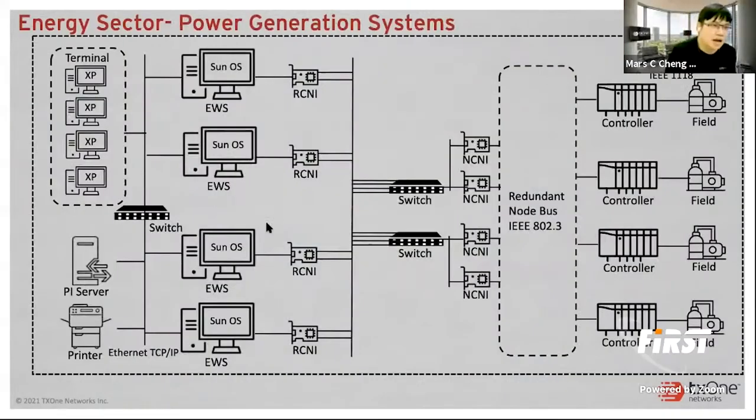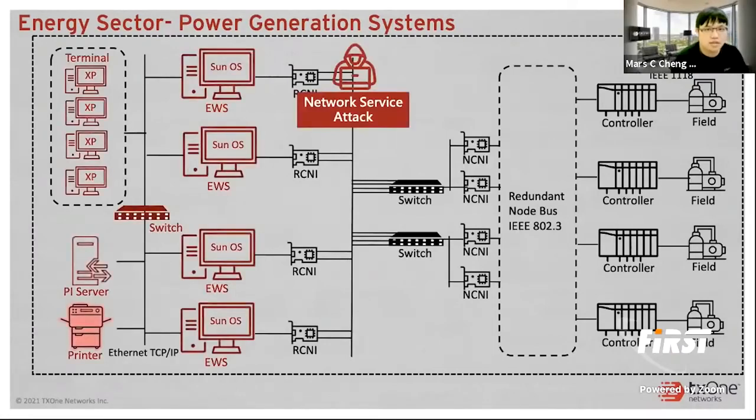Okay, thanks, YenTing. Now I am going to quickly introduce some energy status and oil and gas status. As you see, this power generation system uses many legacy systems like SunOS or Windows XP, and also uses some redundant control network interface, RCNI, to try to control this very large power generation system. However, in this system, many attacks are happening according to our penetration testing or security assessment.